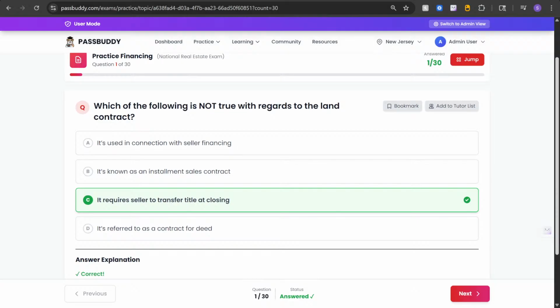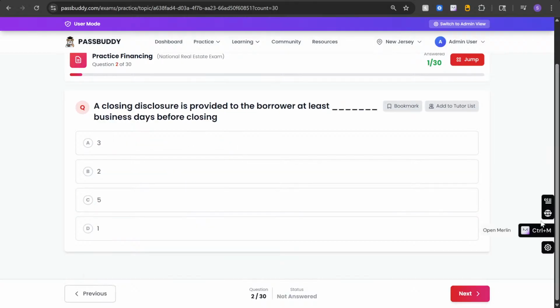So let's keep it moving. Let's keep it grooving, shall we? Let's go on to the next question. This says a closing disclosure is provided to the borrower at least blank business days before closing. Is that three, two, five, or one?